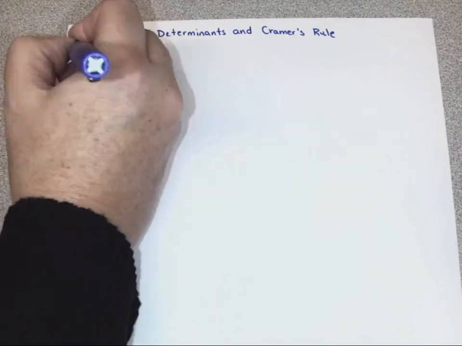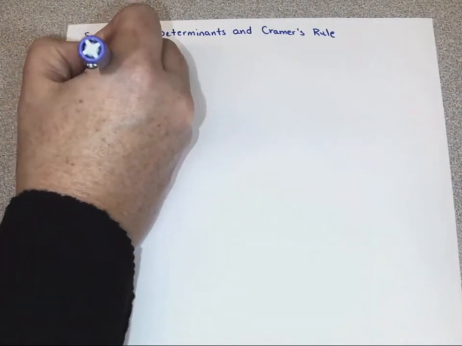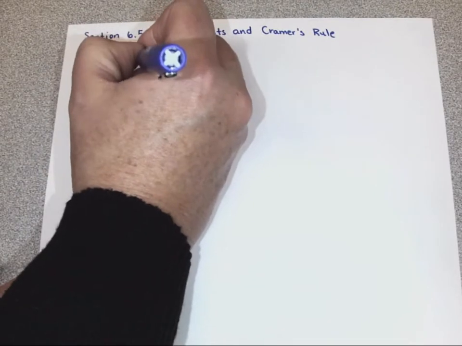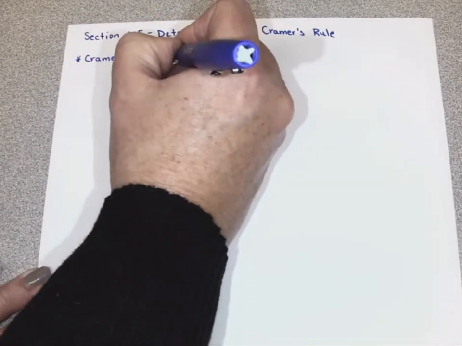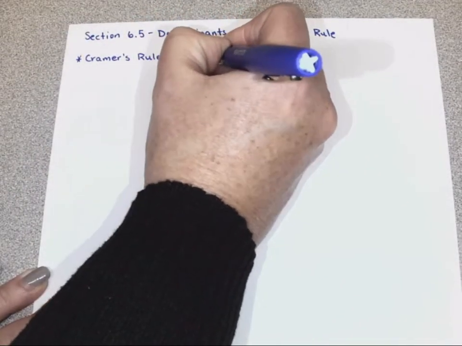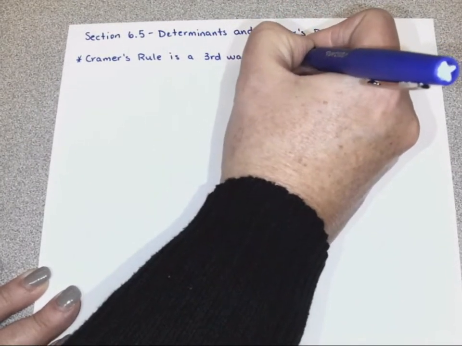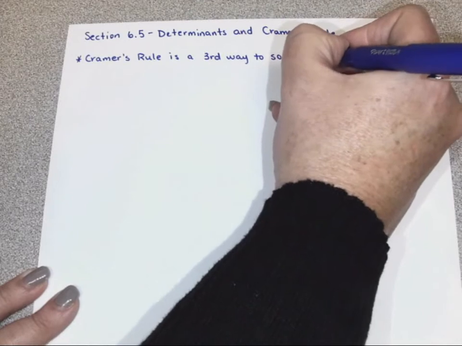Cramer's rule is what we're going to look at today, and Cramer's rule just uses the numbers in a matrix to kind of tell you what the solution to the system is. So Cramer's rule is basically a third way to solve two variable systems.